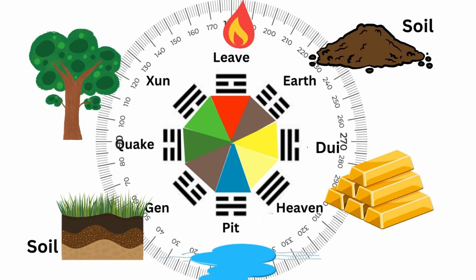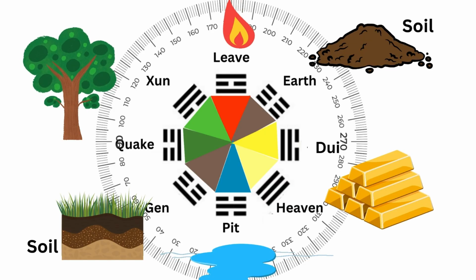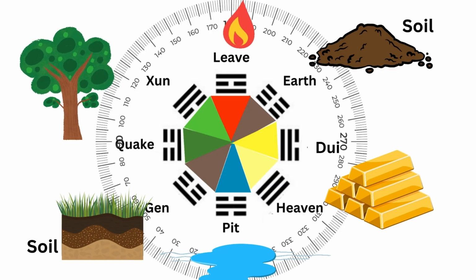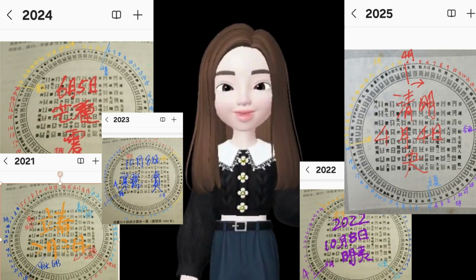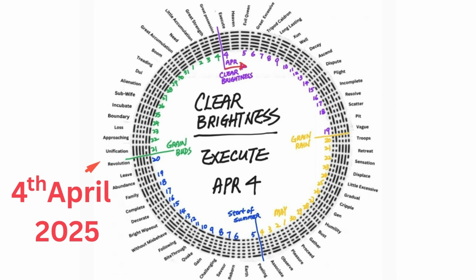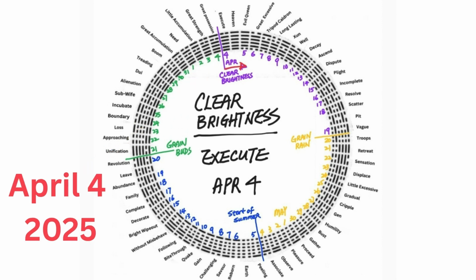By doing so, we know which elements are favorable or advantageous at specific points in time. That is why, every year, I make myself an annual chart to forecast the weather. Let me share a bit of the secret with you. Take April 4, 2025, for example.